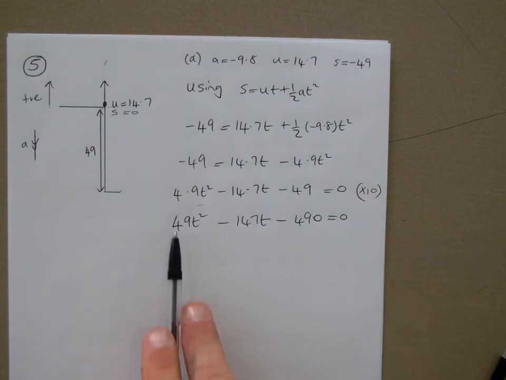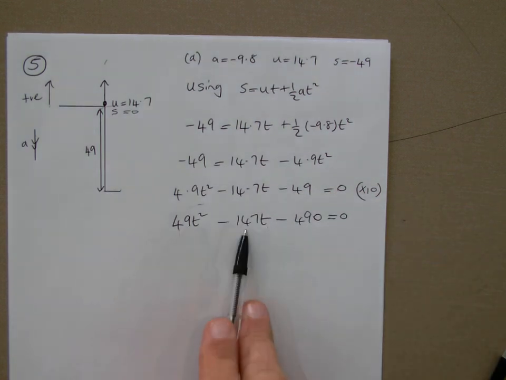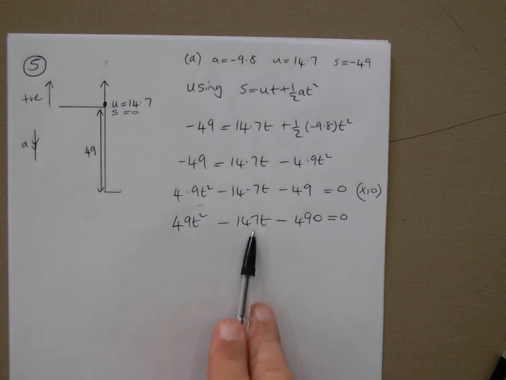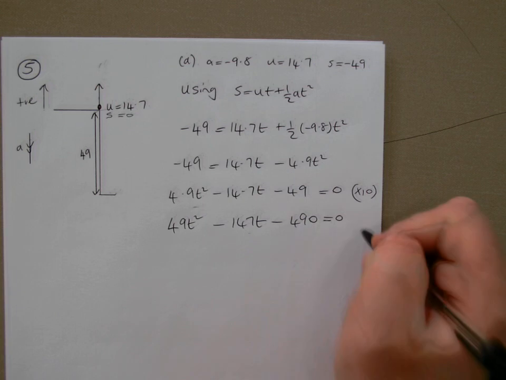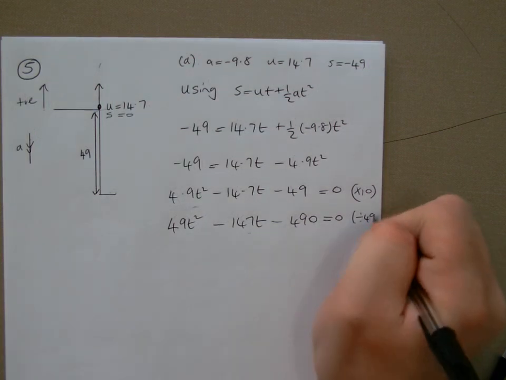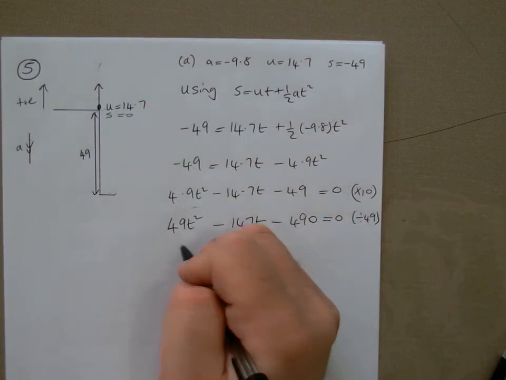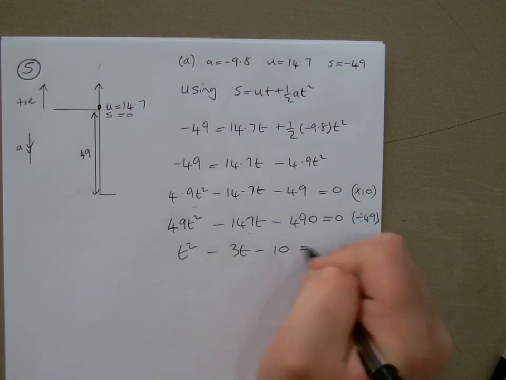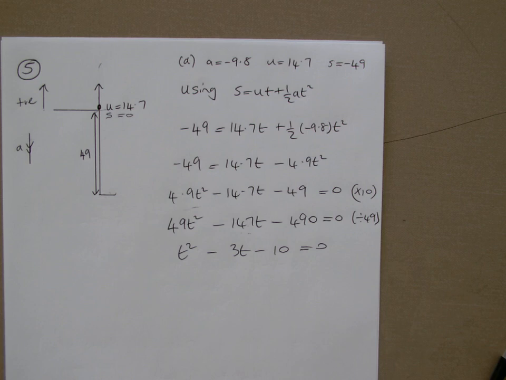That kind of gets rid of the decimal point. But then you might see 49, 147, well 49 goes into 147 3 times, and 49 goes into 490, so we could then divide by 49. If I divide by 49, you get t squared plus 3t plus 10 equals 0. Quicker way, you could have just divided by 4.9, and you would have got to this straight away.